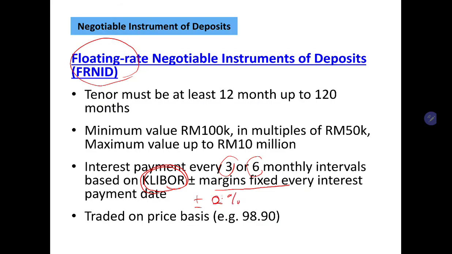The bank determines 2% for the rate, and the bank needs to add the CLIBOR, let's say 0.25. So the rate of FRNID is equivalent to 2.25%. Floating means the CLIBOR will float. If this month CLIBOR is 0.25, maybe next month the CLIBOR increases to 0.31. So plus 2%, equivalent to 2.31%. So the rate for the FRNID fluctuates, depending on the CLIBOR rate.